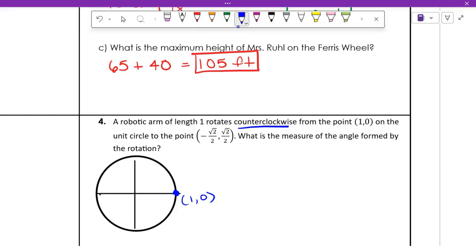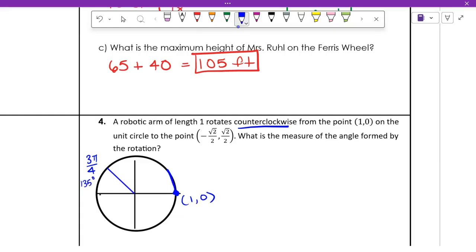Okay, so what quadrant would negative root 2 over 2, root 2 over 2 be? It's a negative x, positive y. That puts me in quadrant 2. And these numbers feel familiar, don't they? They do. Those are our pi over 4s or our 45 degrees. And that's going to be exactly what I have right here at 3 pi over 4, or also known as 135 degrees.